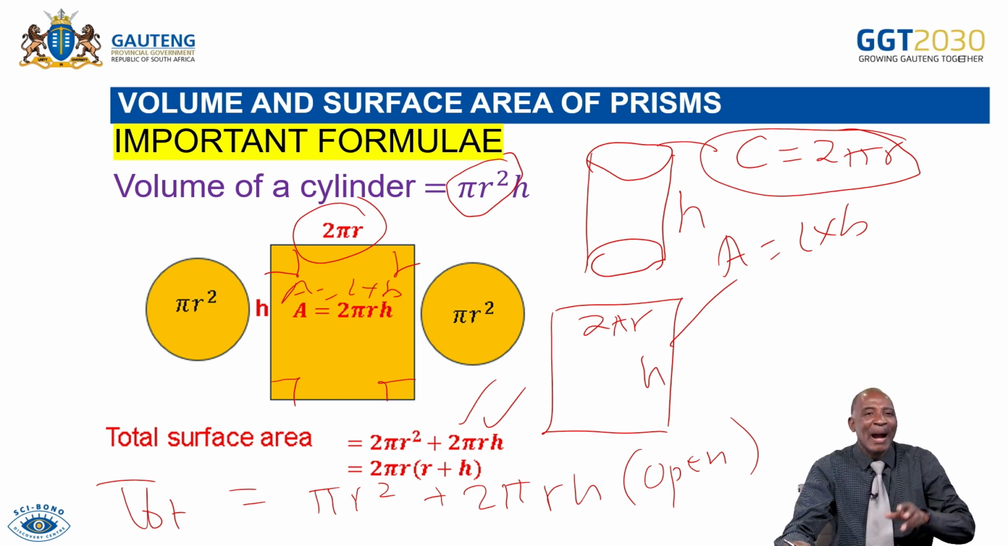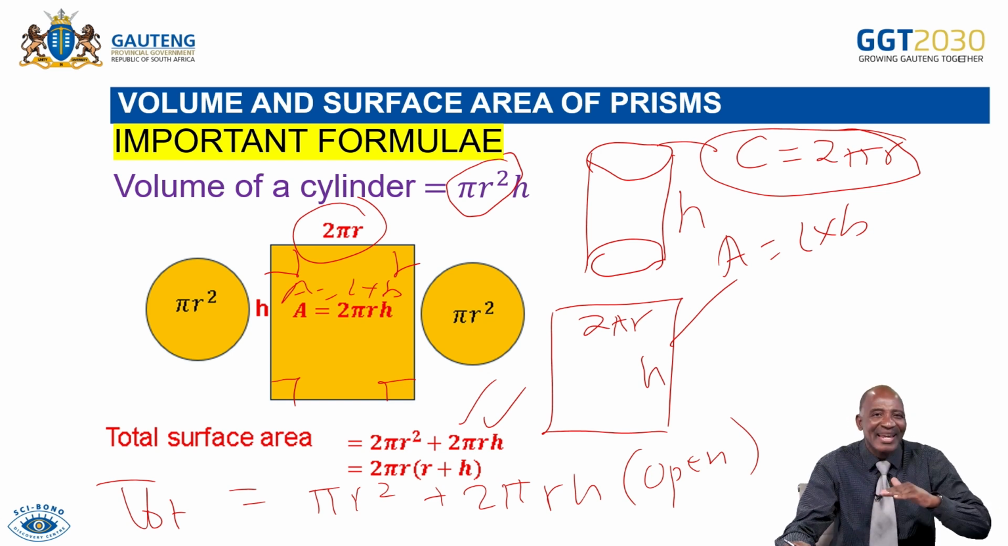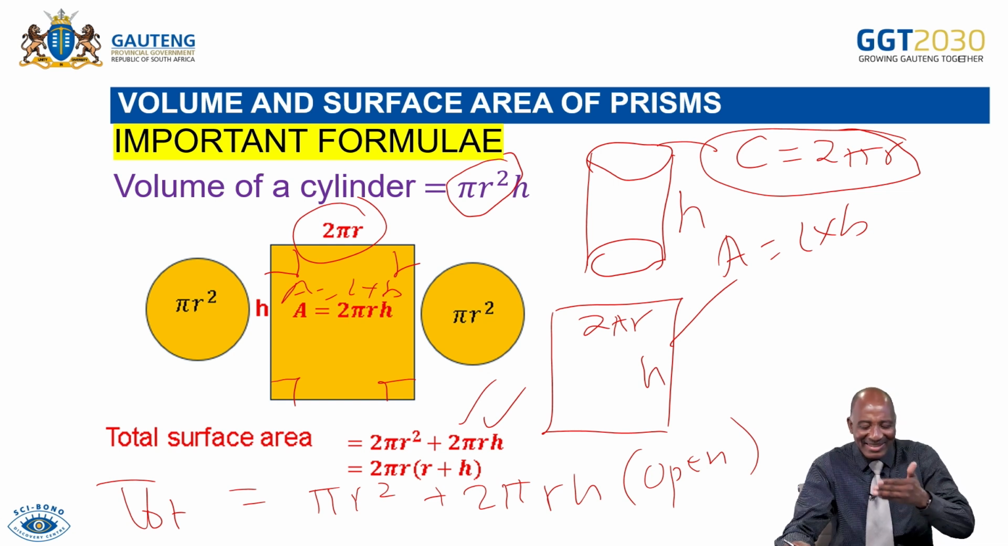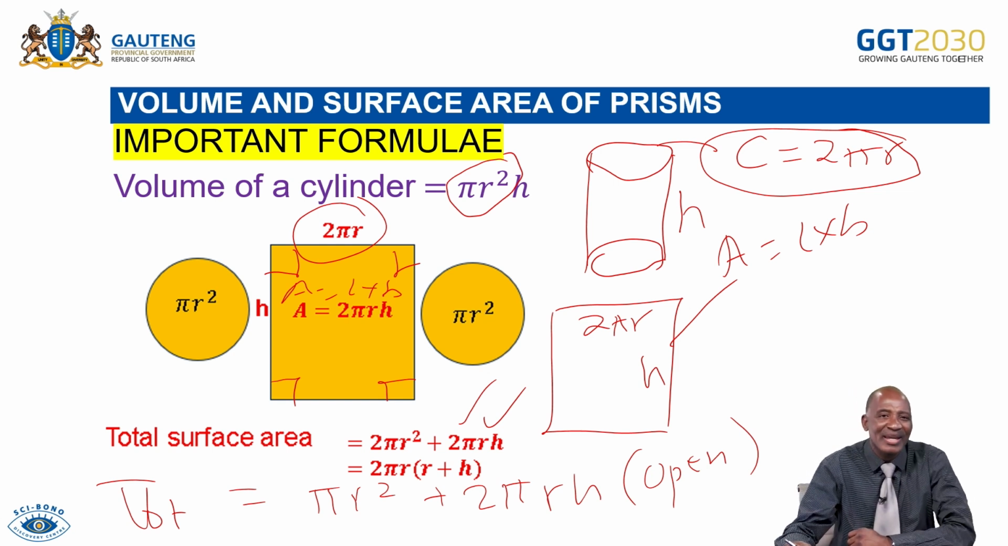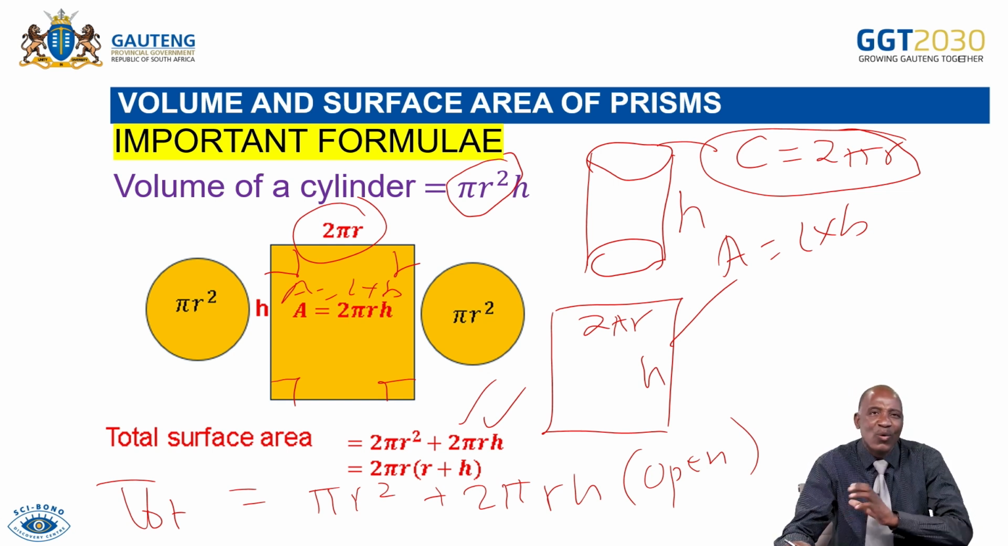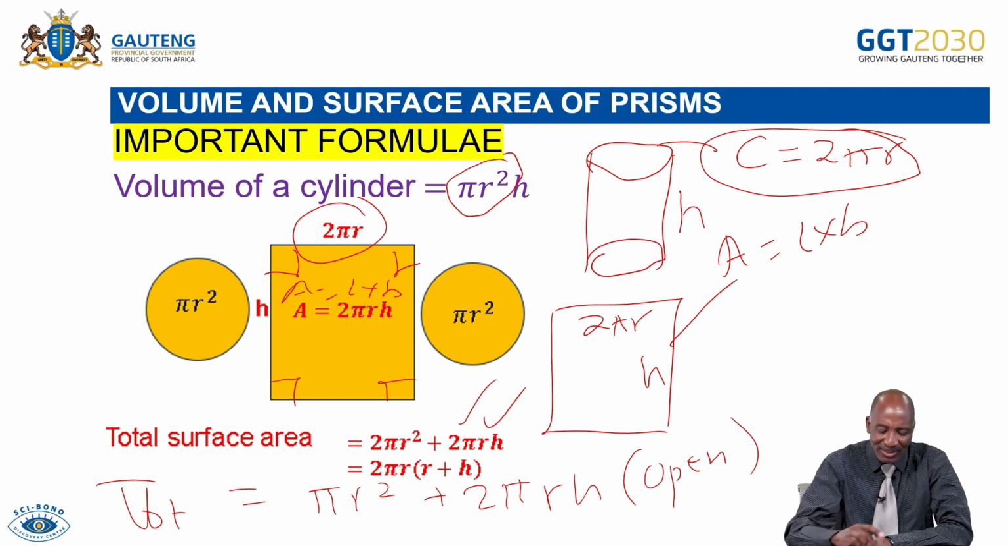Your formula will now become pi r squared plus 2 pi r h. But the moment you seal both ends, there will always be 2 rings involved. Here, if you are saying it's open, then it implies that 1 ring shall be excluded. Therefore, your total surface area will be pi r squared, which is 1 circle, plus the curving part, which is now a rectangular shape. That's the only difference. Otherwise, volume is not affected.